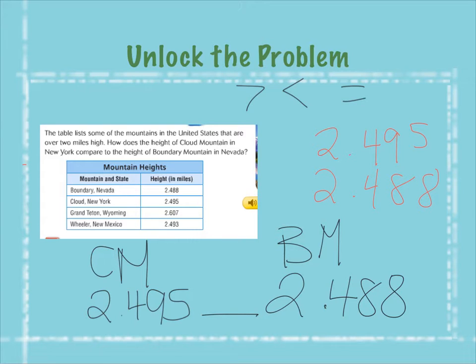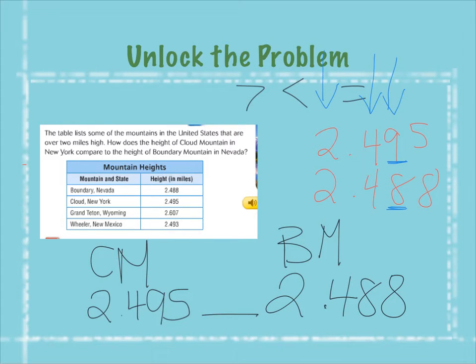Okay, so I'm going to start with the highest place value, which is the ones place. In the ones place here, I see that they both have 2's. So far they're both equal in the ones place. Then I move over to the tenths place. I see that I have 2 4's here, a 4 and a 4, which means they're equal in the tenths place. Then I move over to the hundredths place. Well, I see here that in the Cloud Mountain one, I have a 9. And in the Boundary Mountain one, I have an 8.